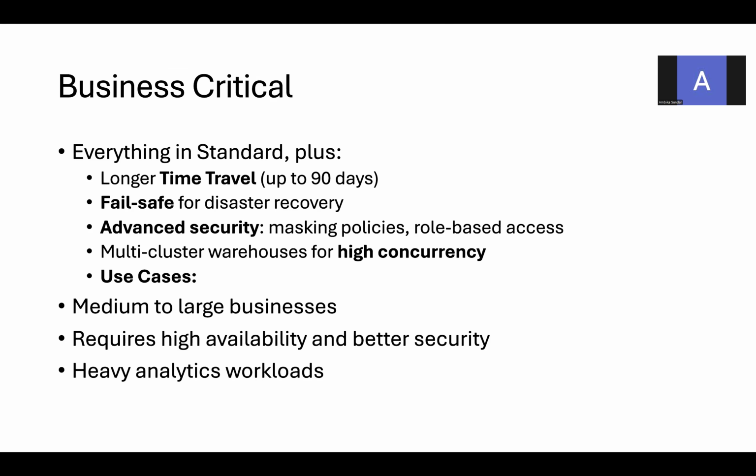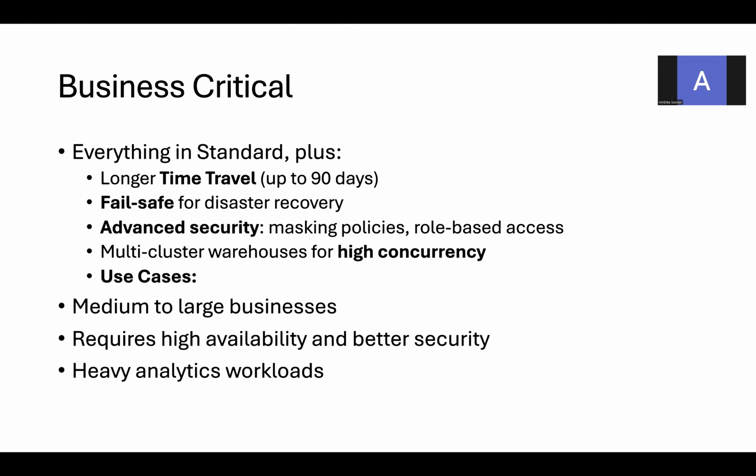Business critical. Everything in standard plus time travel goes up to 90 days. Again, Fail-safe for disaster recovery, as I explained with the enterprise edition, advanced security like masking policy and role based access. So I don't want some of the users who have these privileges to access all the columns. They cannot see all the columns of this table. They are not supposed to see all the rows of this table. That is called advanced security. For that, we have to create a masking policy for the rows and columns so that the users having these privileges are not supposed to access these columns and rows for the particular table.